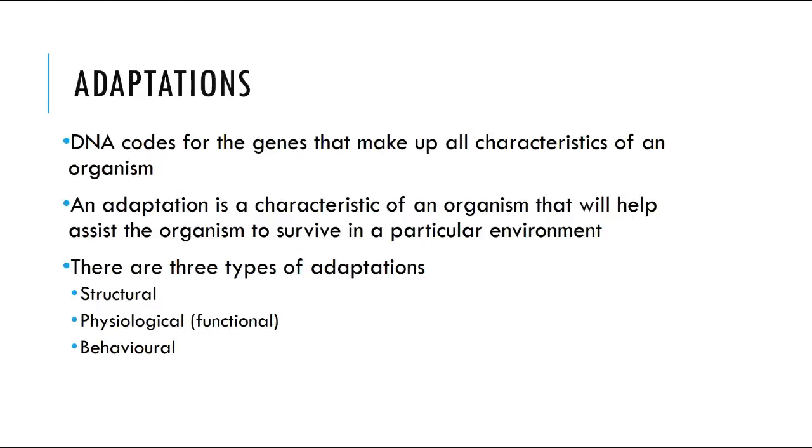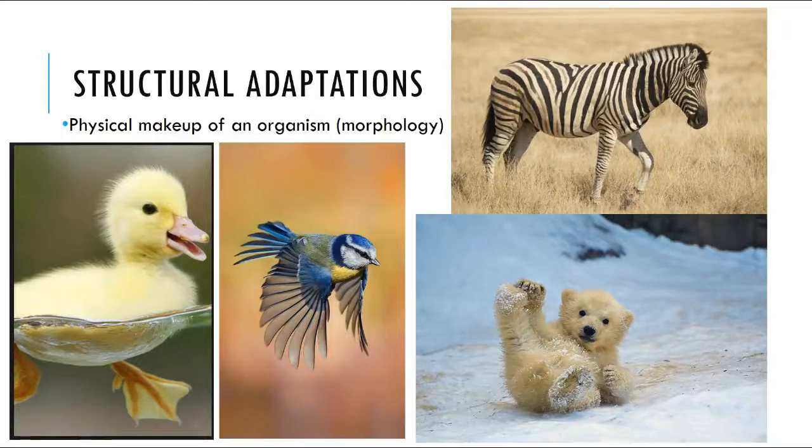So there are three types of adaptations: structural, physiological, and behavioral. Firstly, looking at structural adaptations with a focus on animals, we've got a cute little duckling that has webbed feet that allows it to swim in the water more efficiently. A structural adaptation is the physical makeup or morphology of an organism. The bird has feathers that allow it to fly, and it also has hollow bones to help make it lighter so that it can fly with more ease.